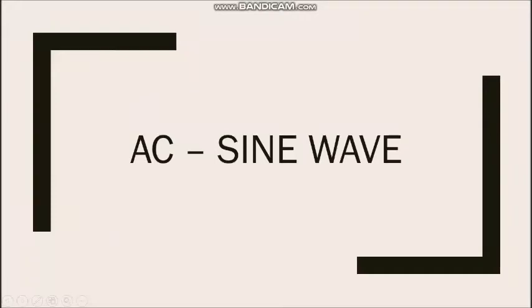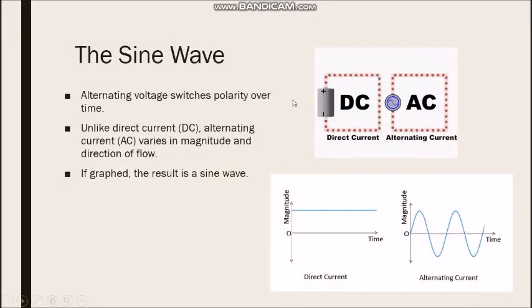Hi, in this video I will be discussing the sine wave, its characteristics, and the general equation for the current and voltage for AC circuits. For DC circuits, we know that the polarity and magnitude of voltage remains constant over time, so a constant current flows in one direction. The result of this is a straight line graph for the current as well as voltage.